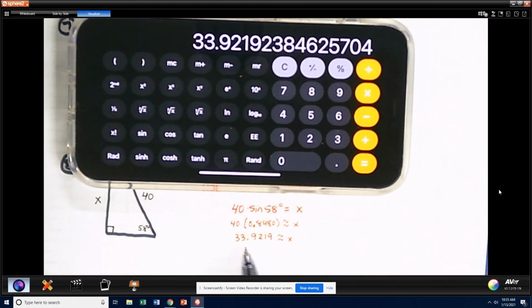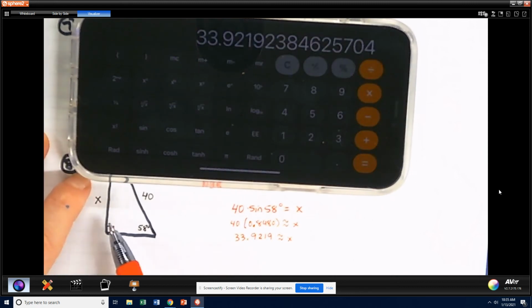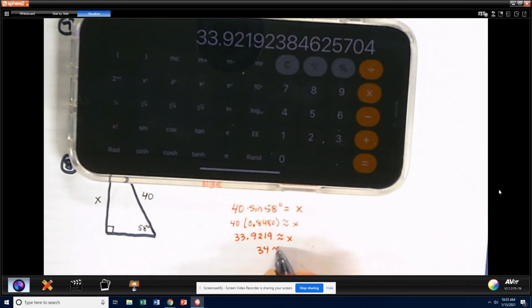And that is the length of that side. That leg would be about, roughly 34, really, if you round up. So we could even round up, say 34 is about x.